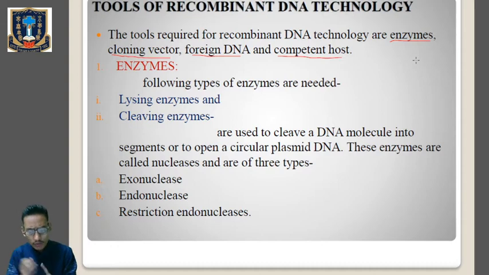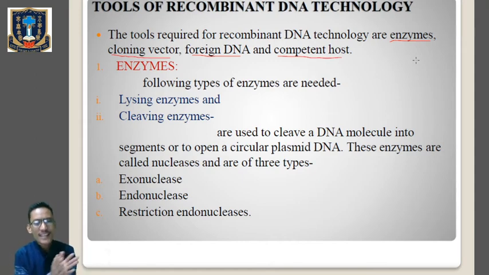So for today we will just learn about the enzymes. Clear? In our third class of this chapter we will discuss the other tools, but today we'll simply focus on the enzymes only. Clear? So let us begin with the first tool of recombinant DNA technology, that is the enzymes. The following types of enzymes are needed in recombinant DNA technology. The first is lysing enzymes, and the second is cleaving enzymes.